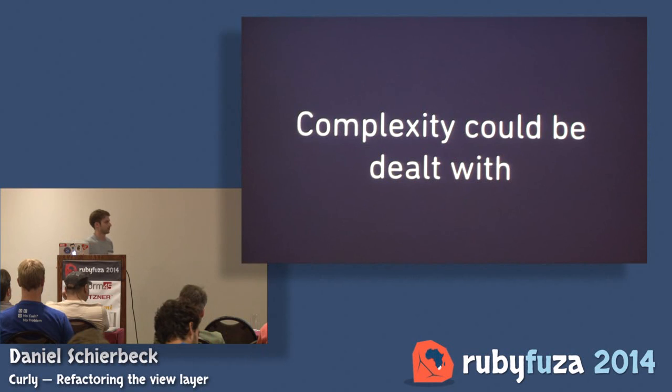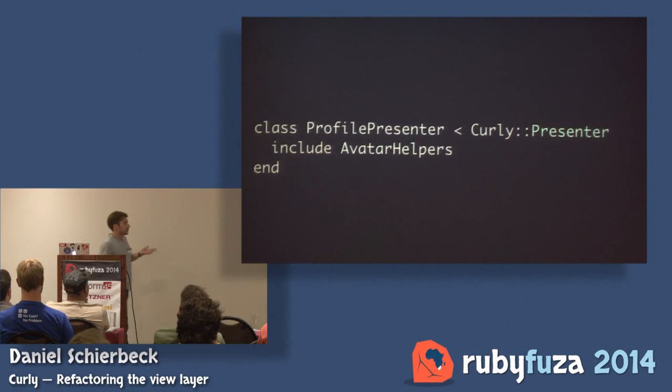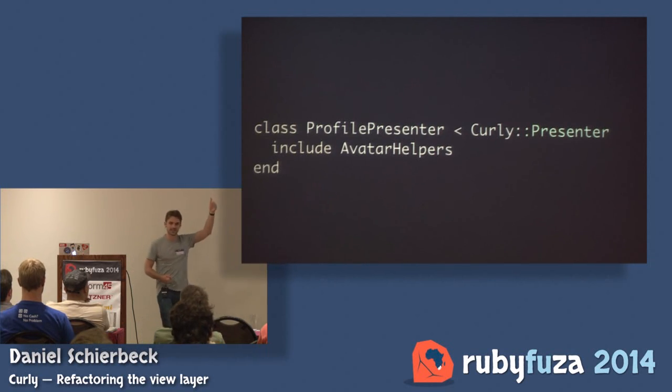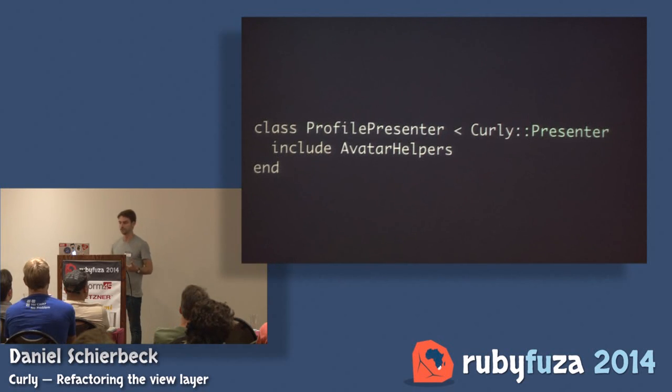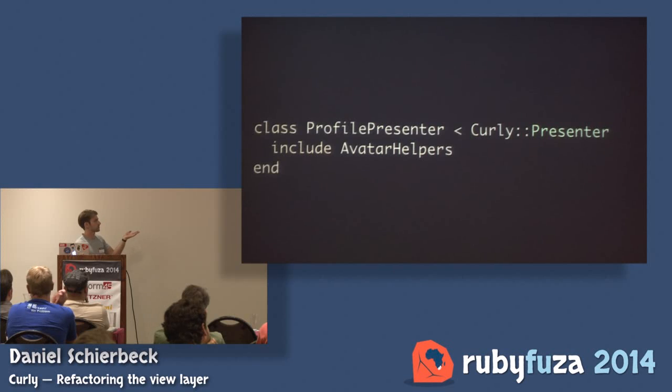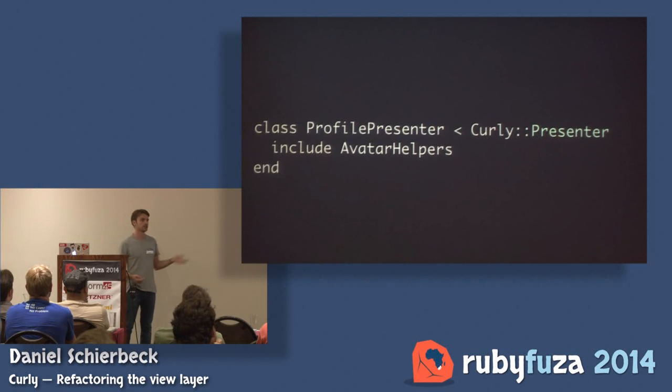But now we can start dealing with it since we mapped it onto objects. One thing that's very simple is to just include your helpers directly into the presenter. Normally in Rails, you would include helpers into the controller, which doesn't really make sense because the controller shouldn't care about how the view renders stuff. Or they actually have to include it at the controller level because there's no mechanism for doing it at the view level. Well, since presenter is just a class, you just include the methods.